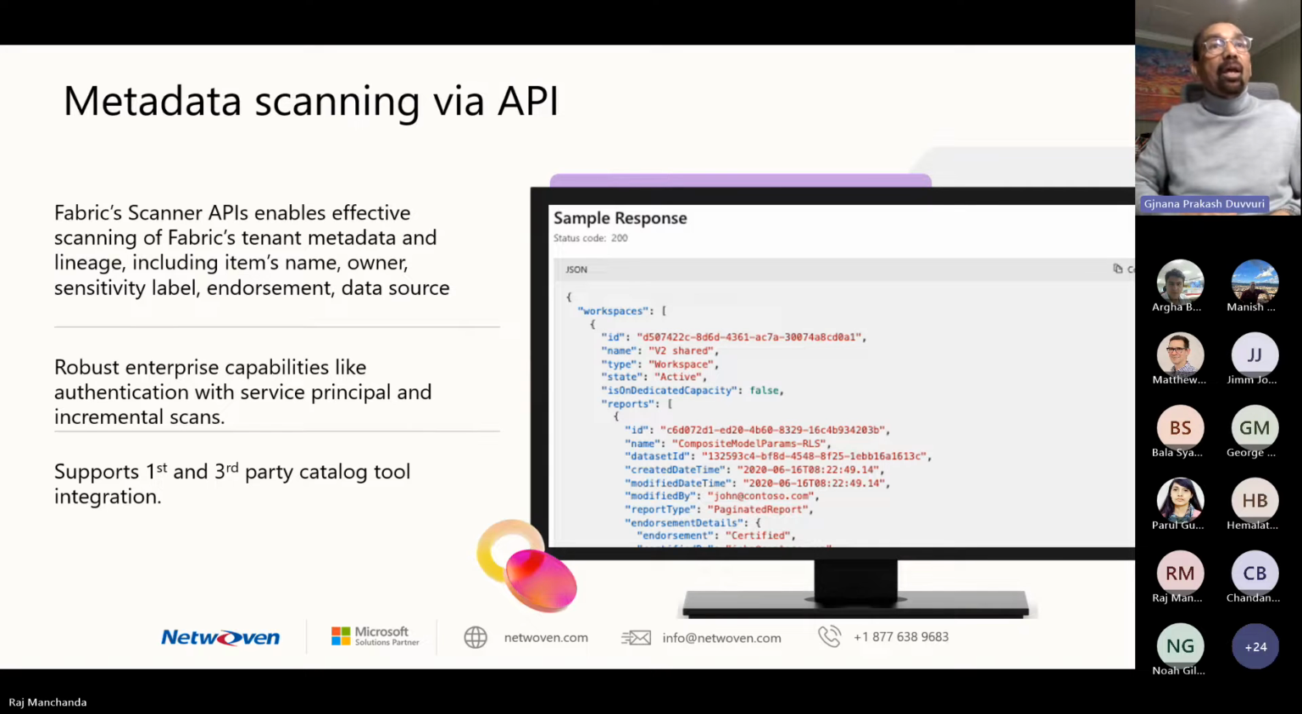Metadata scanning via API. This is a wonderful thing we brought. Fabric APIs enable effective scanning of Fabric tenant metadata and lineage, including item names, endorsement, and data source, with robust enterprise capabilities with service principal authentication, which was a very difficult thing before. Now with Microsoft Entra and the service principal, it's very easy, and you can do an incremental scan. That's another added advantage. There is no need to scan all the data every time. Whatever incremental comes, it scans the incremental only, and it also supports first and third party catalog tools. Next, please.